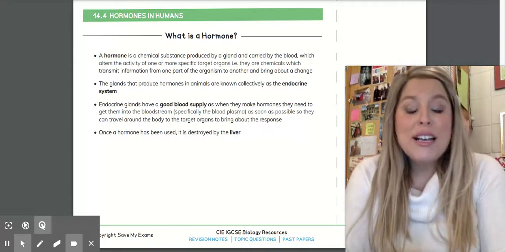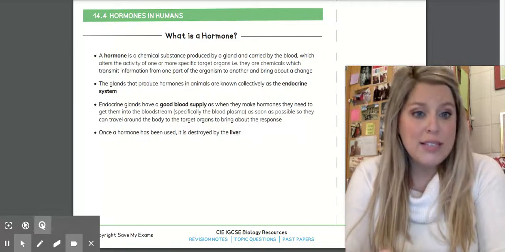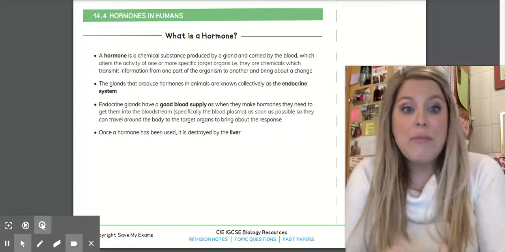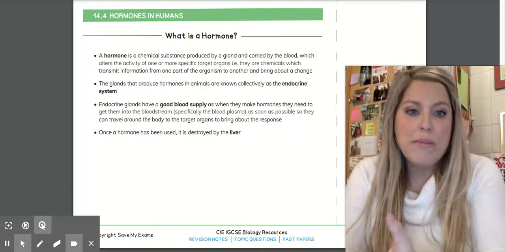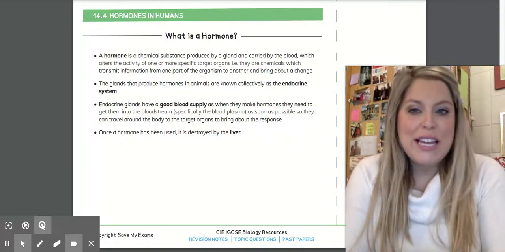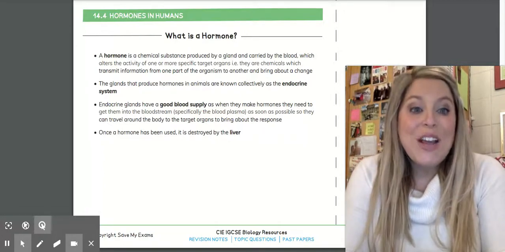So we're going to call this Unit 14, Hormones and Homeostasis. However, it does have a little bit of overlap with coordination and response that we just covered, but we're coming off of it fresh, so you should remember some of the terms and information fairly easily. So to get right into it, let's talk about what is a hormone.